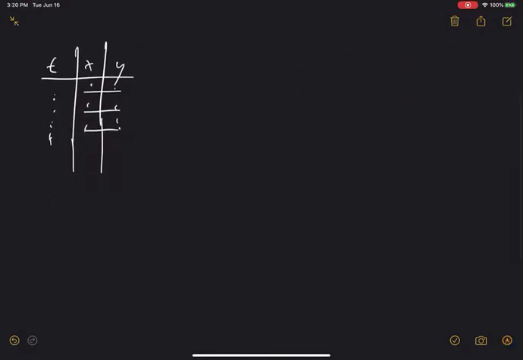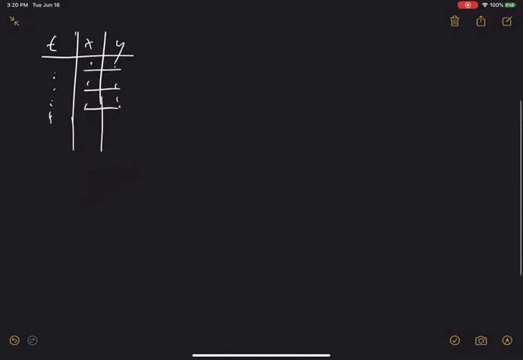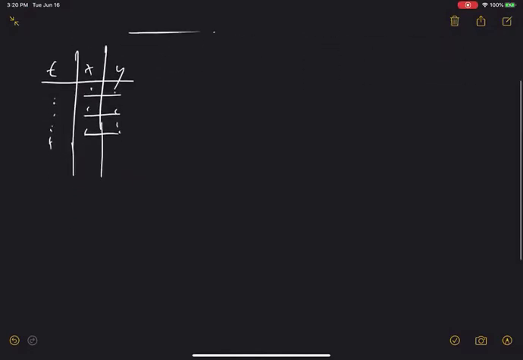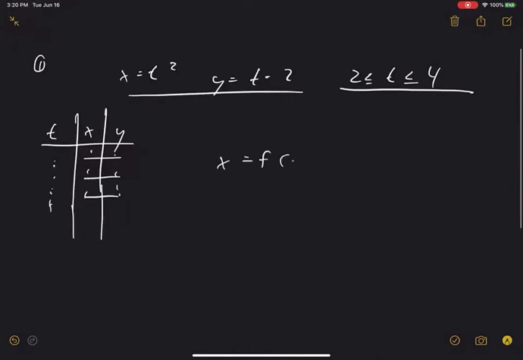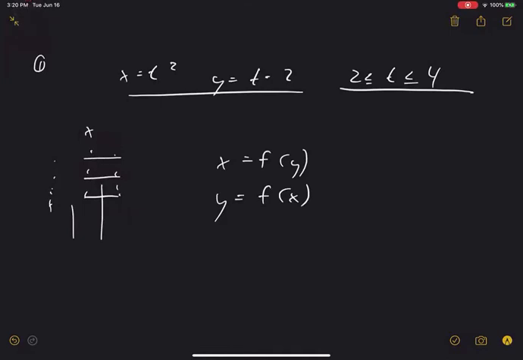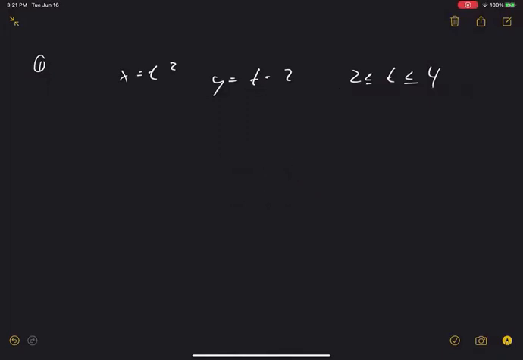Let's skip right to part B, where it says find a rectangular coordinate equation for the curve by eliminating the parameter. Rectangular coordinates, I believe in my videos I called them Cartesian coordinates, same thing. They want you to write x as a function of y, or y as a function of x. So how do I find that? I'm going to look at one of these equations and solve for t.